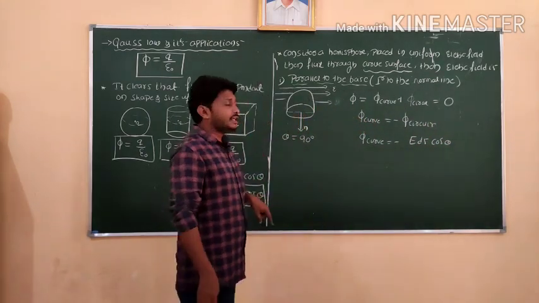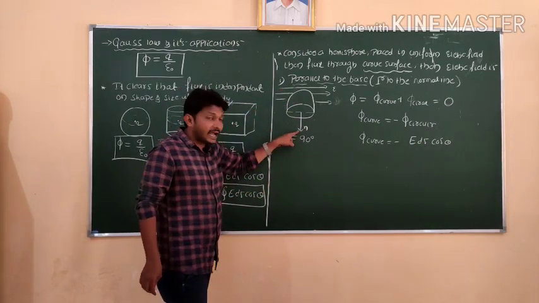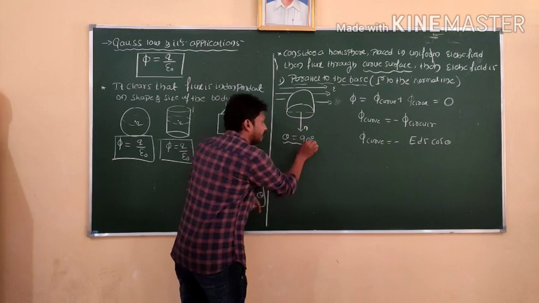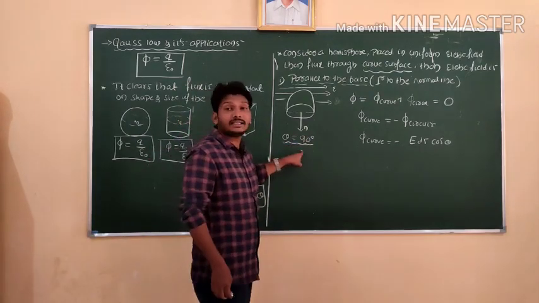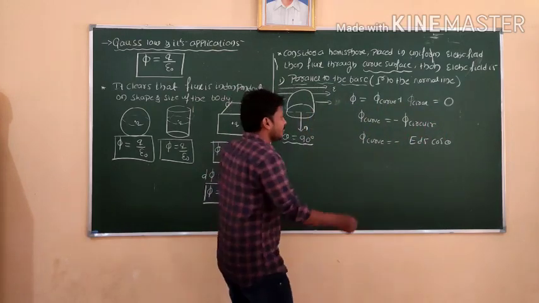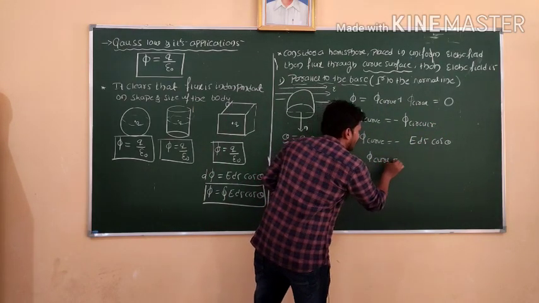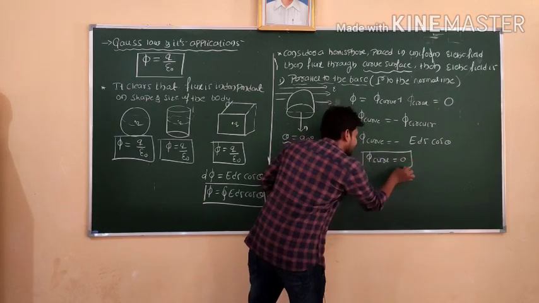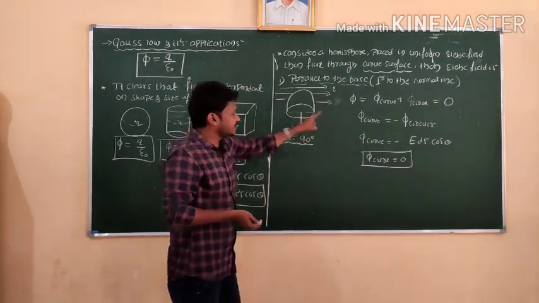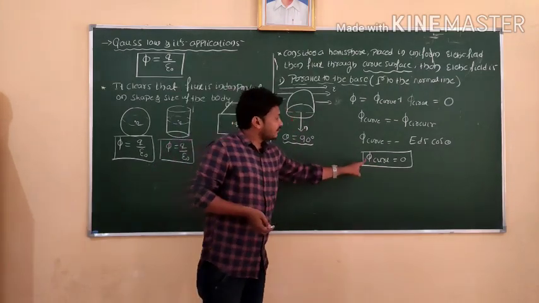What is the value of theta here? Theta, I said, is the angle between the electric field line and the normal line. So what is the angle between the electric field line and the normal line? Theta is 90 degrees. Cos 90 means what? Cos 90 is equal to 0. So flux through the curved surface when the electric field lines are parallel to the base is 0. What is the flux through the curved surface here? Flux through the curved surface is 0.